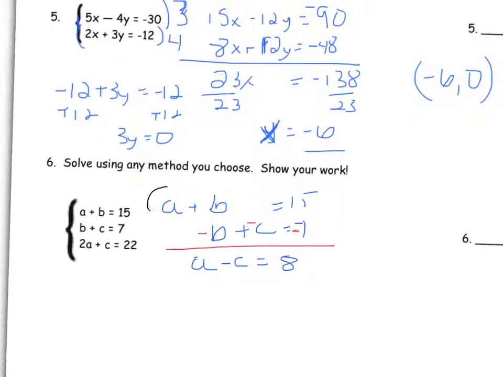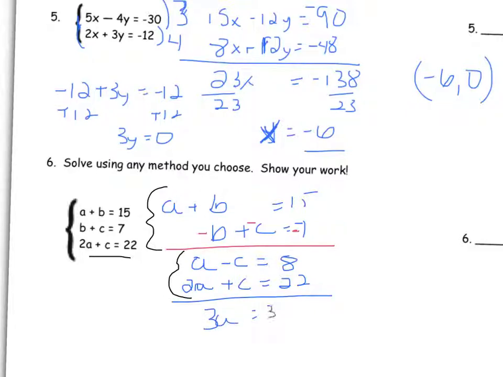So this was the first part of the system. Now I'm going to use this new equation and the second part. So 2a plus c equals 22. The c's are opposite, so they cancel out. So I have 3a equals 30, which means a is 10. And once you have 1, you can just plug it in to have that topple effect. So we have a equals 10.